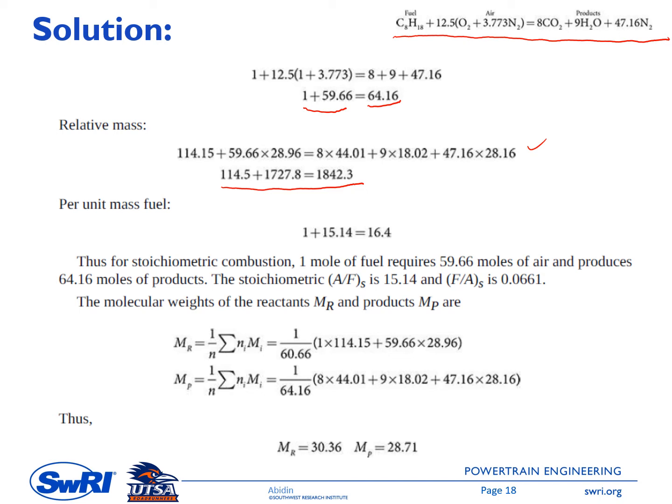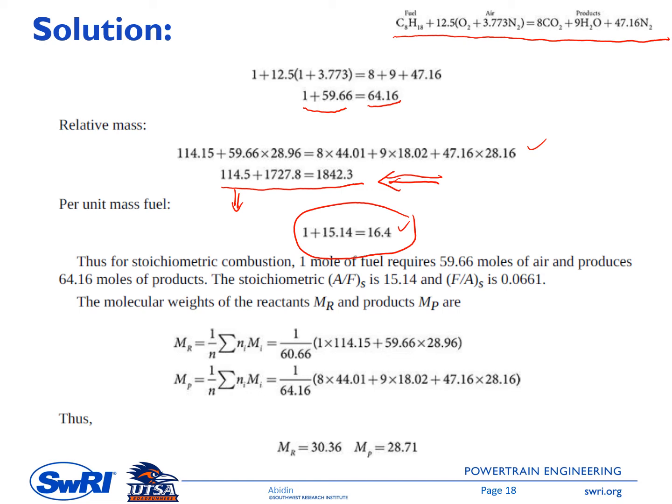Okay, and then if you, let's say, normalize this fuel mass to be 1, it means that on each term of this equation you divide it by 114.5. Then you will get this: for 1 kilogram of fuel, in this case isooctane, you will need 15.14 kilogram of air to produce 16.4 kilogram of the product.